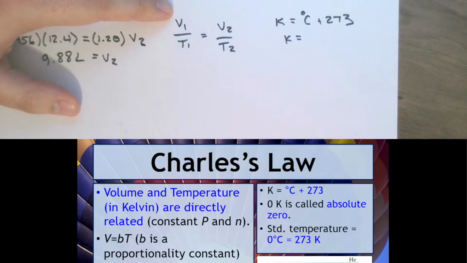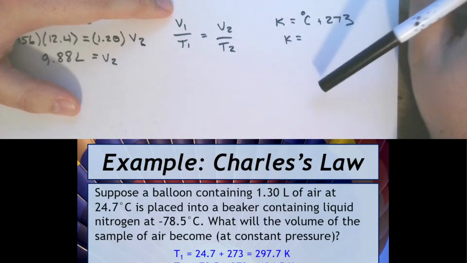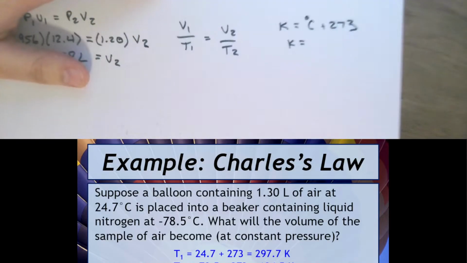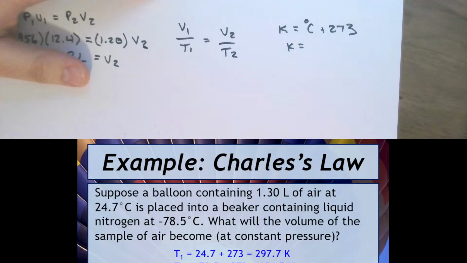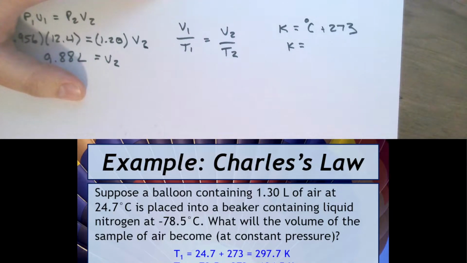So in this problem here, we're going to need that. Okay. Suppose a balloon containing 1.3 liters of air, that's my volume, at 24.7 degrees Celsius. That's my temperature, but it's in Celsius. So I'm going to have to turn that into Kelvin in the problem. It's placed in a beaker containing liquid nitrogen at negative 78.5 degrees Celsius. Okay, again, it's in Celsius. I'll have to turn that into Kelvin.